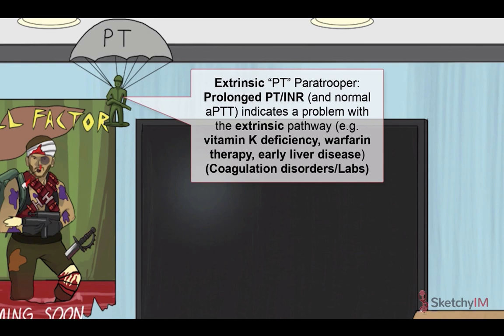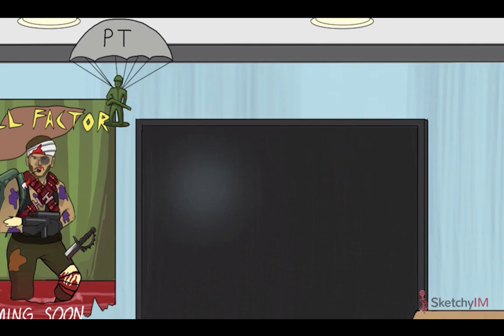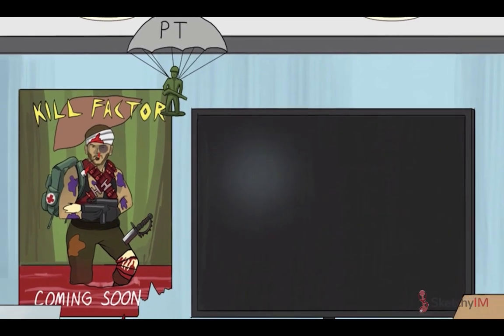A prolonged PT with a normal APTT indicates a problem with the extrinsic pathway, as represented by our PT paratrooper on the extrinsic side of the poster. PT measures overall speed of the extrinsic and common pathways after exposure to tissue factor. A related test is the International Normalized Ratio, or INR, which is actually the ratio of measured PT over the control PT for the lab, giving us a standardized measurement of the extrinsic pathway integrity. As we'll illustrate underneath this PT paratrooper, a prolonged PT with normal APTT is seen in the setting of vitamin K deficiency and warfarin administration.